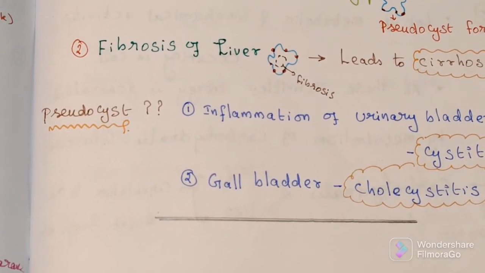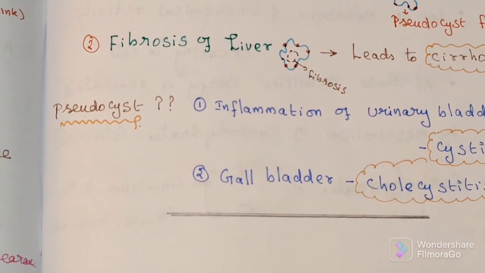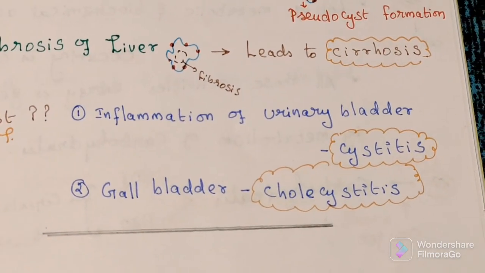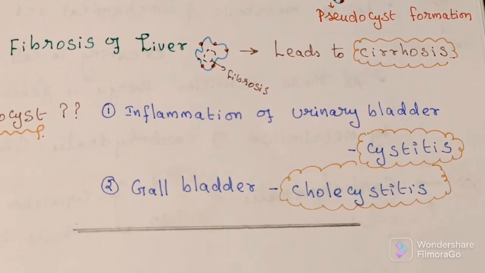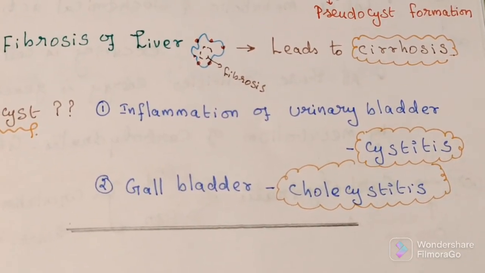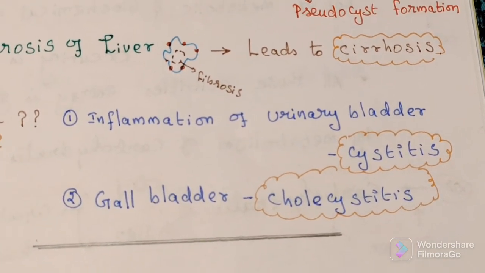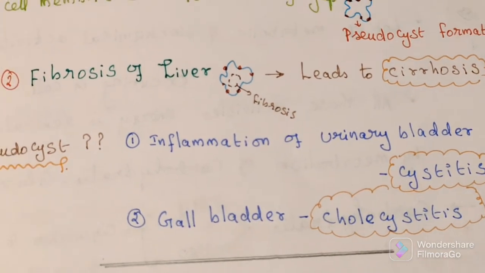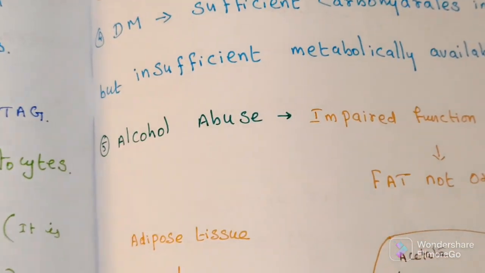Now coming to pseudocyst. What is a pseudocyst? Inflammation of the urinary bladder is cystitis, and inflammation of the gallbladder is cholecystitis. So it causes cystitis and cholecystitis. This is all about fatty change or fatty liver.